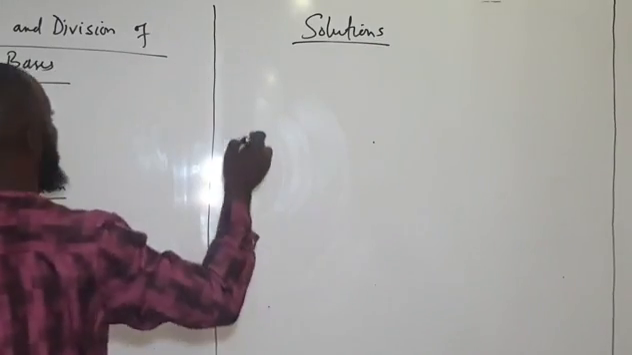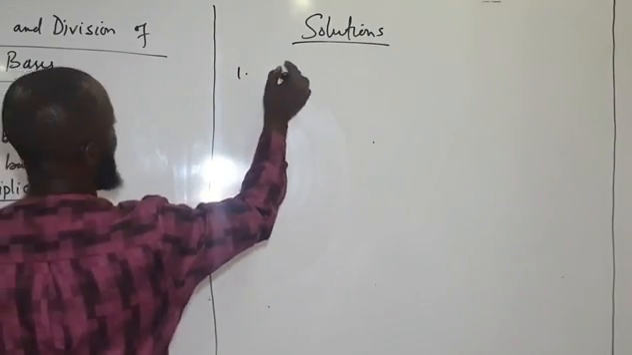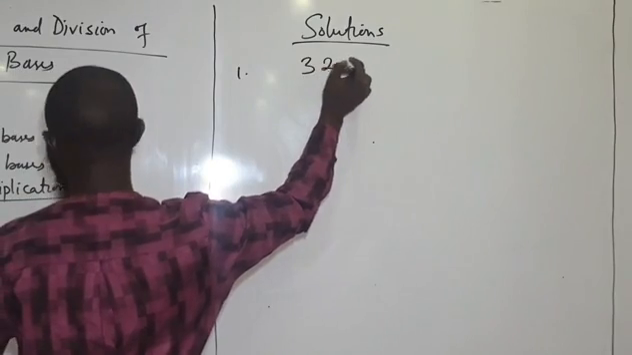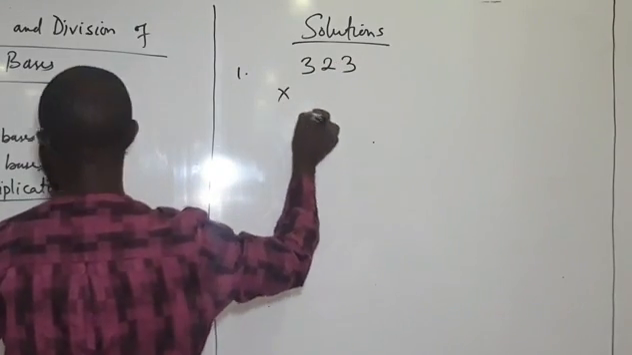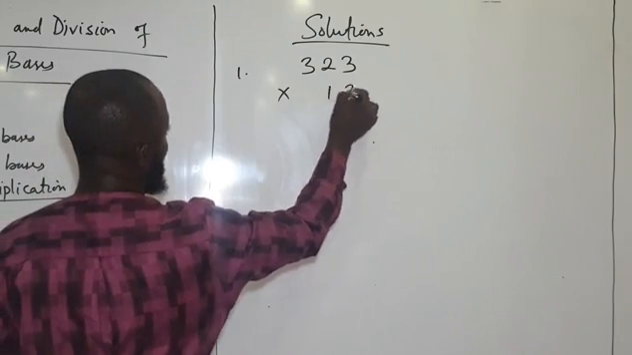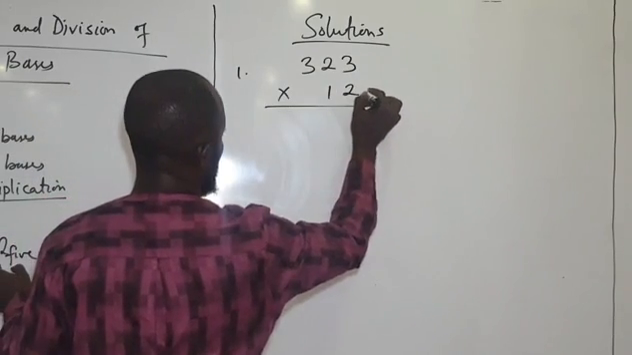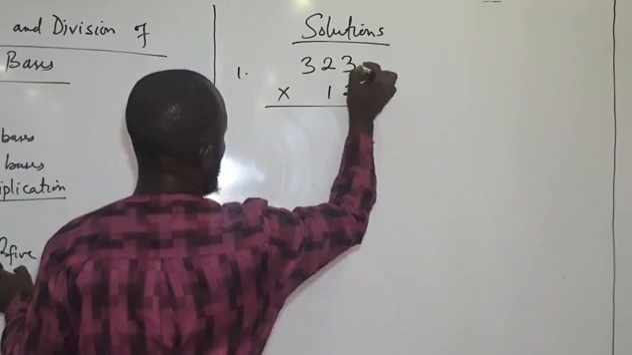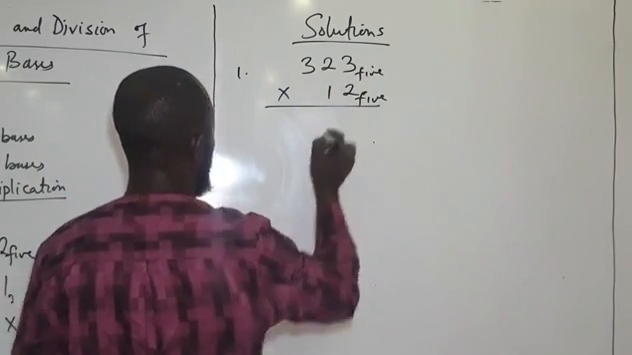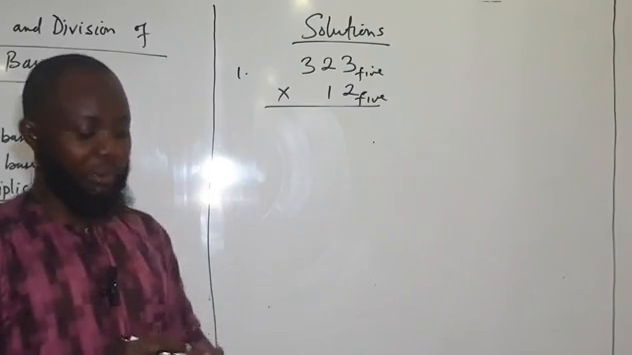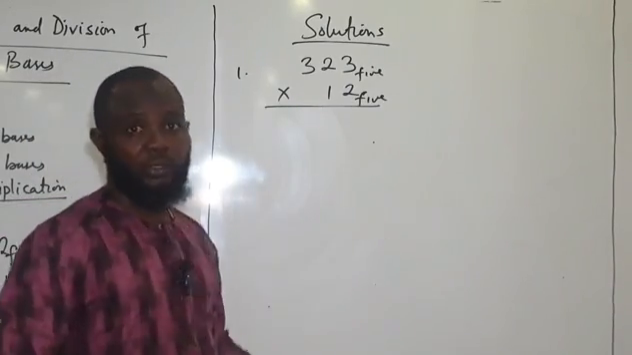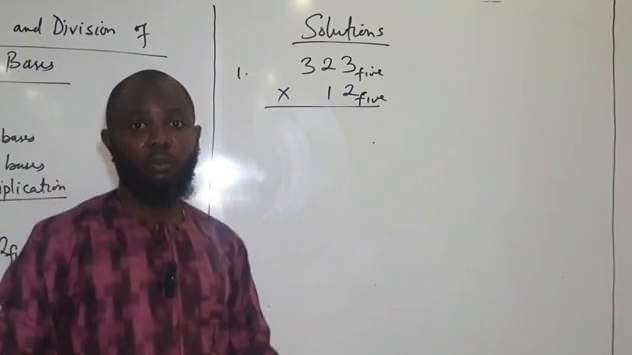Solutions. So we have the first one is 323 base 5 multiplied by 12, all in base what? In base 5. In base 5. So the normal way of multiplying 2 or 3 digit numbers is the same way we're going to follow here.